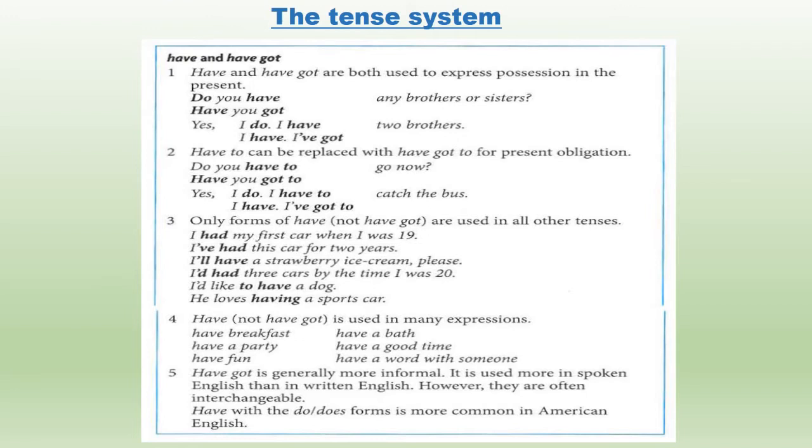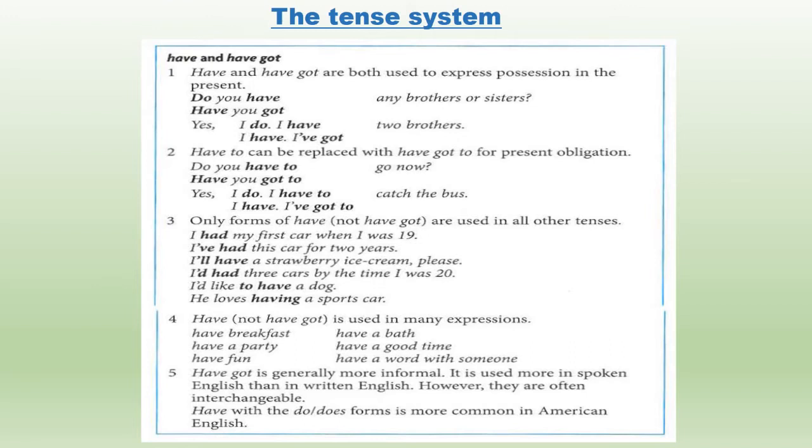Only forms of have, not have got, are used in all other tenses. For example, past tense, future tense, or perfect tense. I had my first car when I was 19. I have had this car for 2 years. I will have a strawberry ice cream.